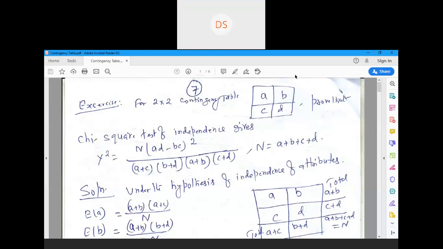Okay, very good. So now we continue the chi-square test. Do you remember the formula of the test of goodness of fit to calculate chi-square? Anybody? What is the formula of chi-square test of goodness of fit? Please reply. Do you remember?